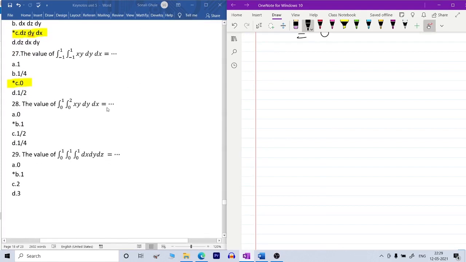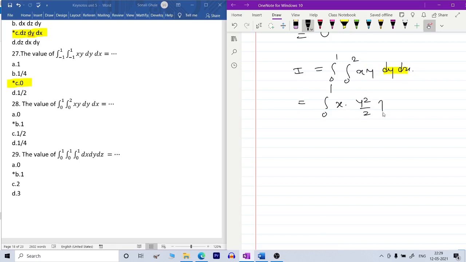That is your 28th example. Let me write it here. Integration 0 to 1, 0 to 2, xy dy dx. As you can see, both the limits are constant. We have to go by integration order. So first integration is with respect to y, keeping x constant. It is y square upon 2, limit 0 to 2 dx.